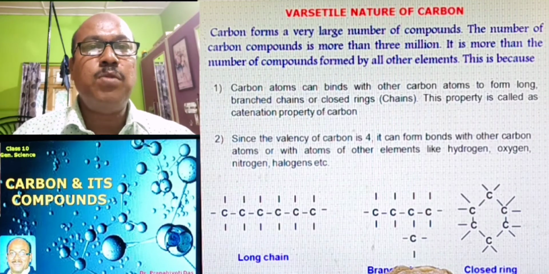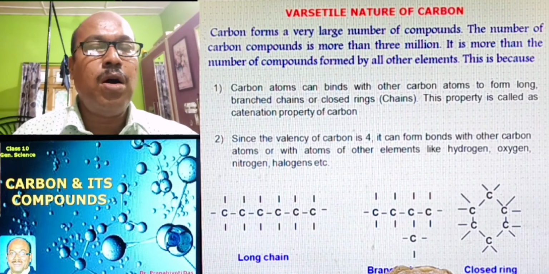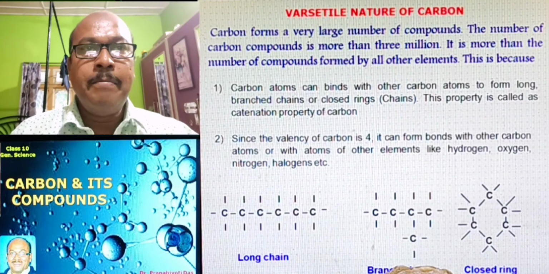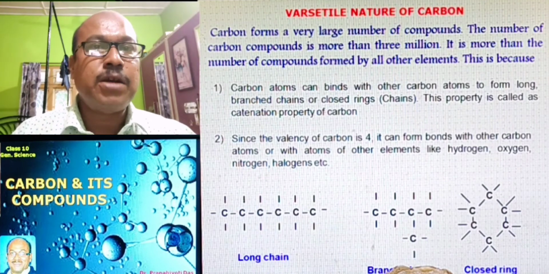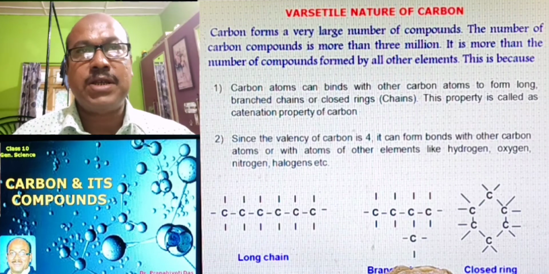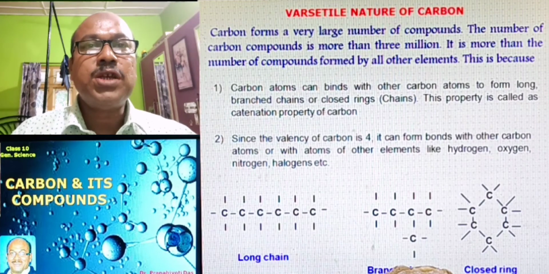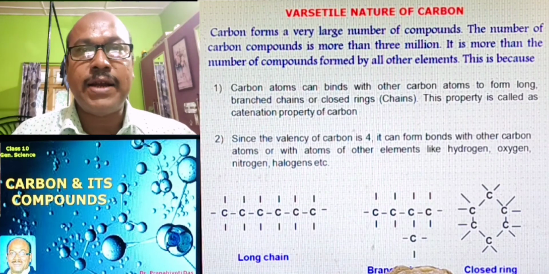It can combine one after another, and in that way it will form a very long chain of carbon atoms. This property is called the catenation property of carbon. So this catenation property of carbon is a versatile nature of carbon. The other elements will never show this property as carbon atoms can.